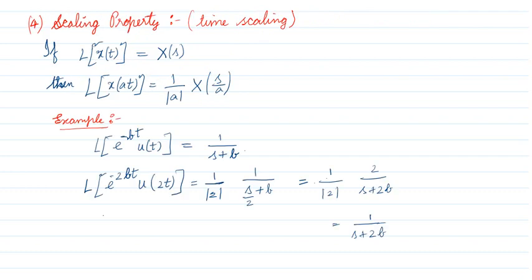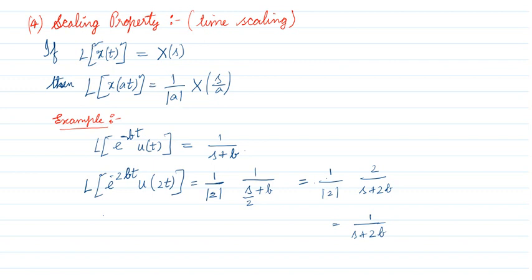Okay. Next is an important property called scaling property. What is scaling property? If the Laplace transform of x of t is equal to x of s, then what is the Laplace transform of x of at? This is called time scaling. Here the time is scaled by a. You have to take this a and multiply by 1 by magnitude of a, and in X of s, in place of s, you substitute s by a.